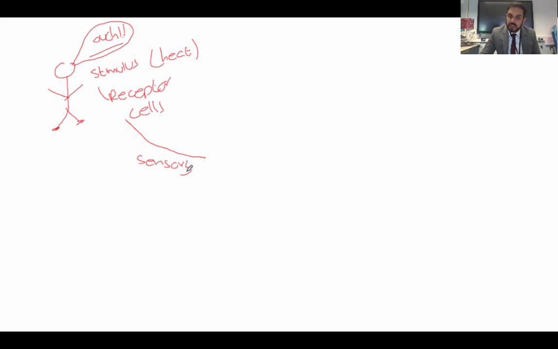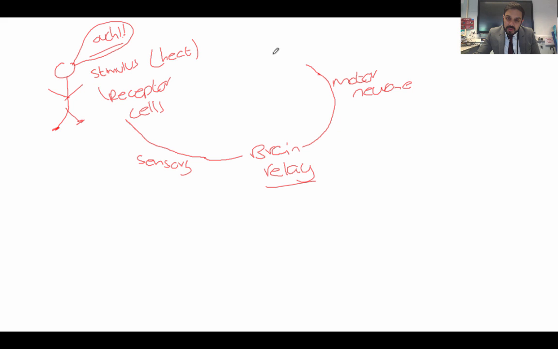Then it will go to your brain, which contains relay neurons. Follow it along. Then the next neuron is the motor neuron, which is usually attached to a muscle. That's your effector. So basically, I burn myself, the heat is the stimulus, and I've got receptor cells that notice that. They send the information along my neuron to my brain, and then my brain has relay neurons that send information along my motor neuron to the muscle, which makes me move out of the way. So the order is sensory, relay, motor.